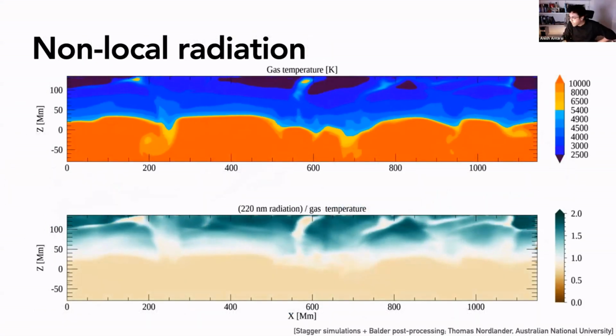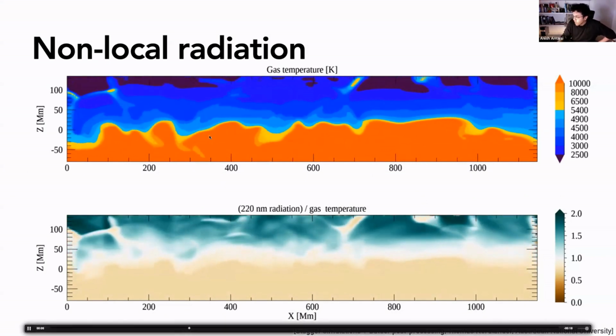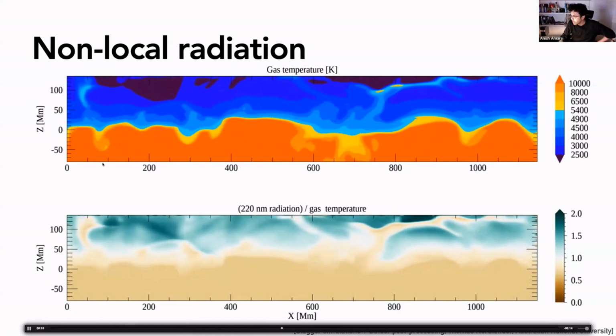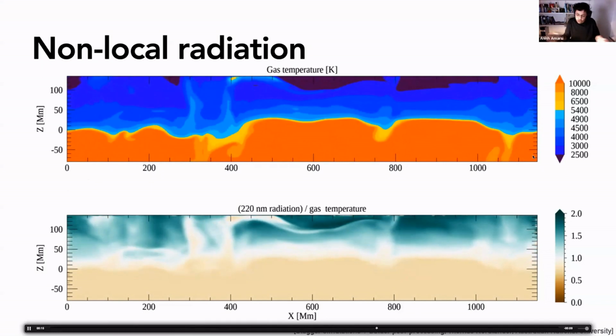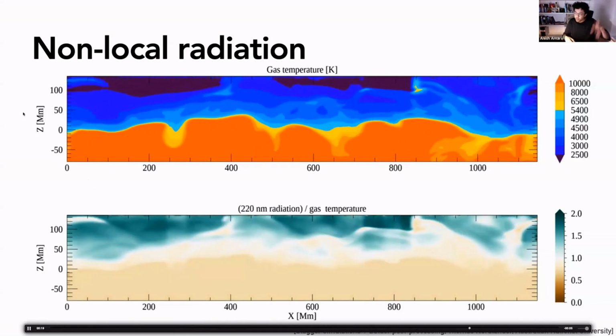Okay, so that's that for 3D. Now briefly about the non-LTE. Here we have a vertical slice of one of these 3D models. This is again gas temperature. On the x-axis is horizontal distance, and on the y-axis is vertical distance.